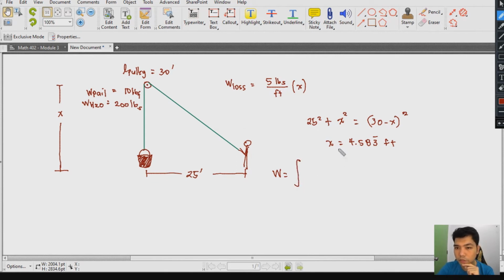So, if you want to determine the work, we're just concerned with the vertical distance from this 0 point going upward. So, that's the work. The integral from, ano ba yung lower limit, that's 0. And then, ano ba yung upper, that's 4.583 repeating. Okay, and then what is the variable force?